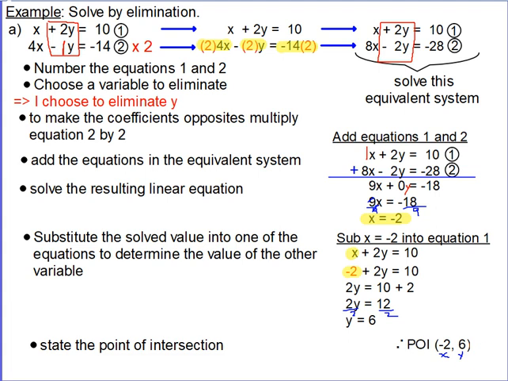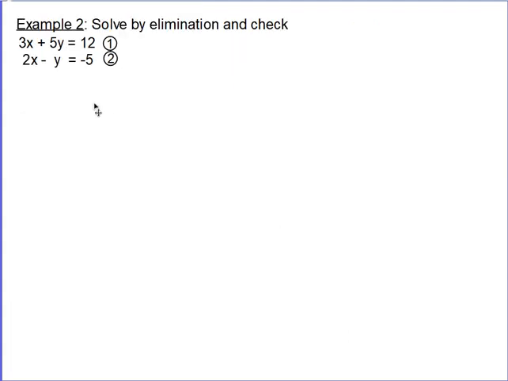Okay, maybe let's try some real examples here. It says here, solve by elimination and check. So at this point, we look at this system, and there's no matching coefficients, right? 3 and 2, 5 and 1, that's not ideal. But what we now know is that we can make a decision whether we want to eliminate x's or y's. It's up to us. Now, you could eliminate the x's here, no problem.